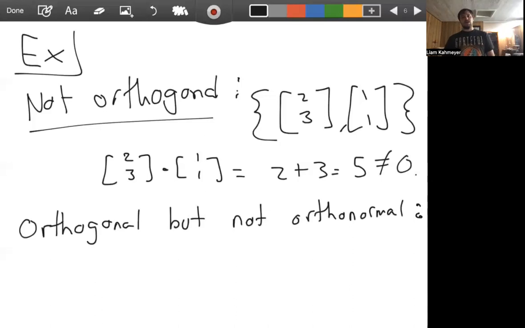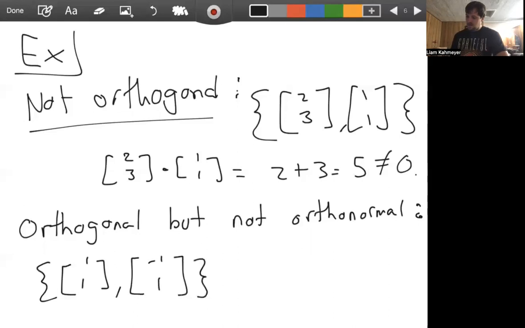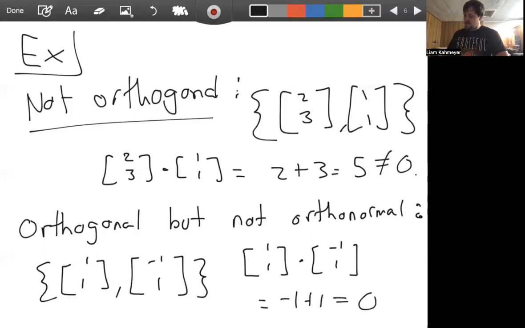Well, you would need a collection of vectors where every vector is perpendicular to every other vector, right? Meaning the dot product of every pair is 0, but at least one of these vectors needs to have magnitude other than 1, right? So let's look at this example. Let's have the first vector be (1, 1), the second vector be (-1, 1). Well, to show that this is orthogonal, we can show that (1, 1) dot (-1, 1) is -1 plus 1, which is 0.